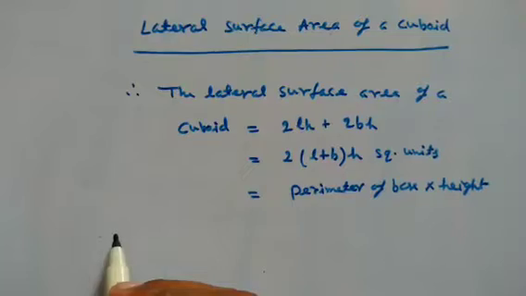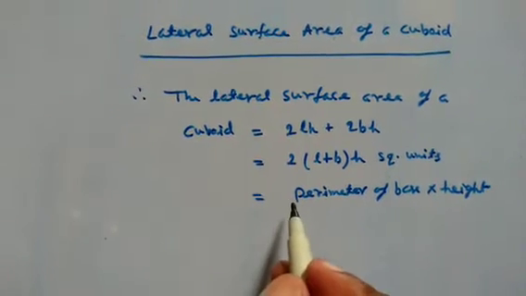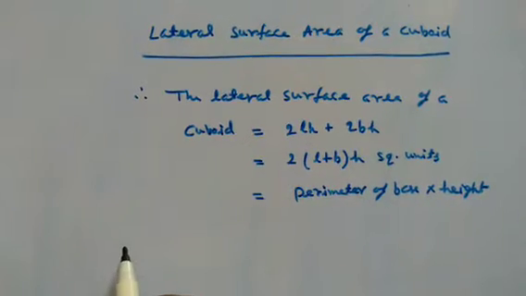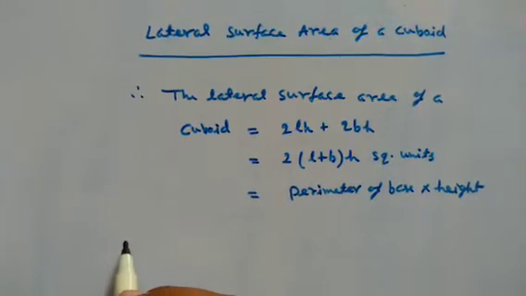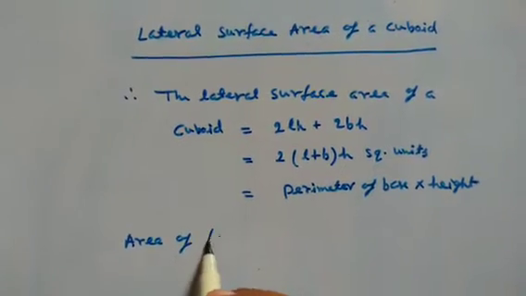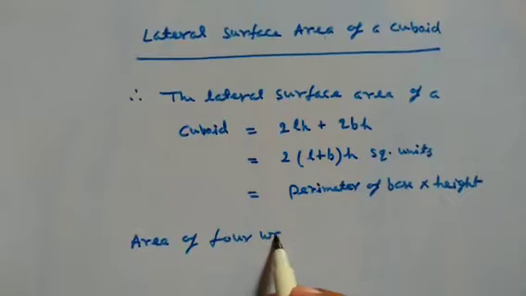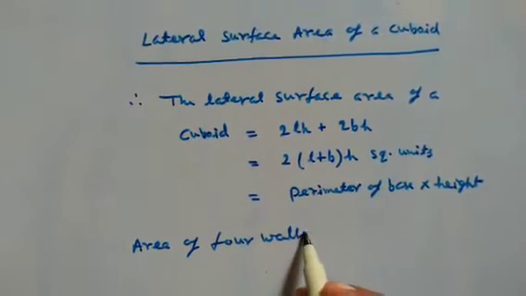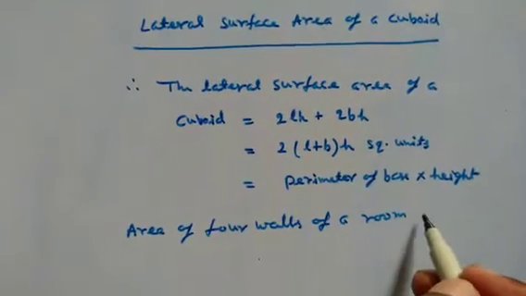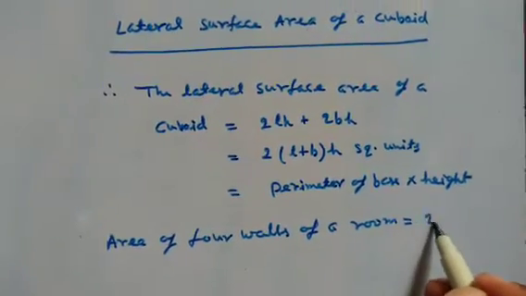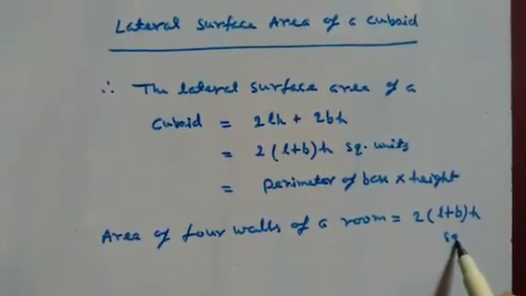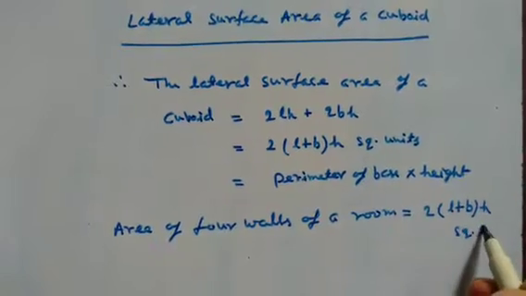Also we use this formula for finding the area of 4 walls of a room. So the area of 4 walls of a room is equal to 2 into L plus B into H square units.